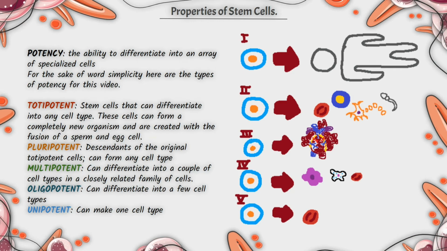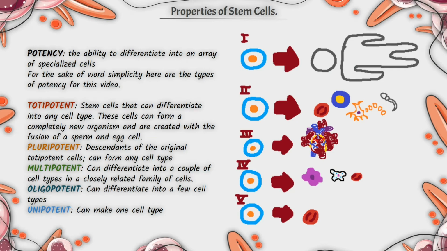Potency. This term is the ability to differentiate into an array of specialized cells. For the sake of simplicity, here are the types of potency for this video. Totipotent cells are stem cells that can differentiate into any cell type. These cells are the first generation of cells that can form a completely new organism and are created with the fusion of a sperm and egg cell.